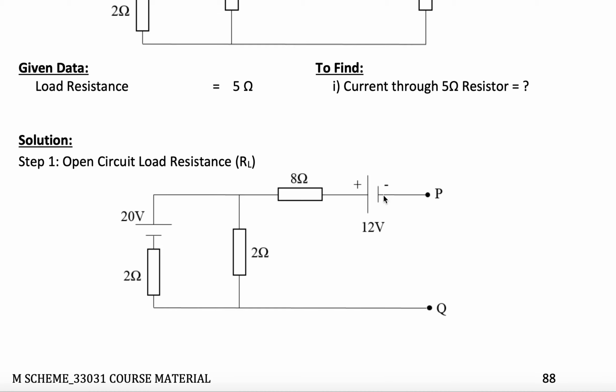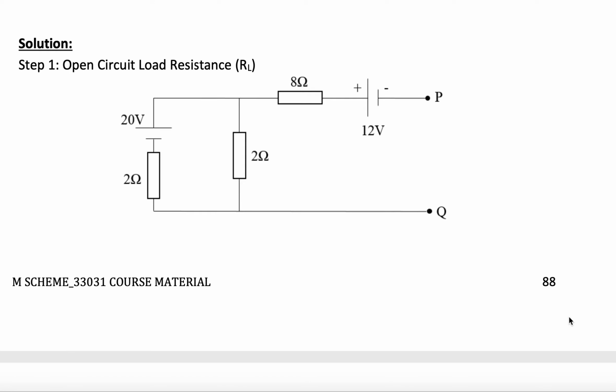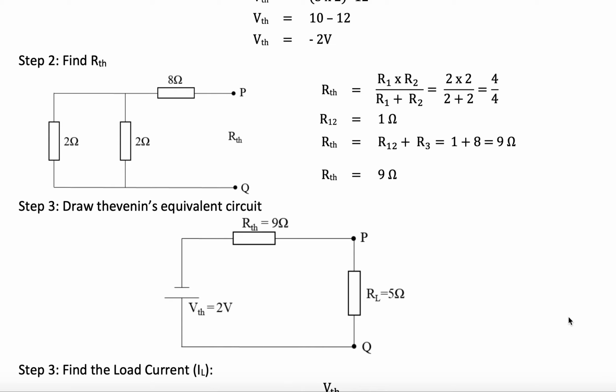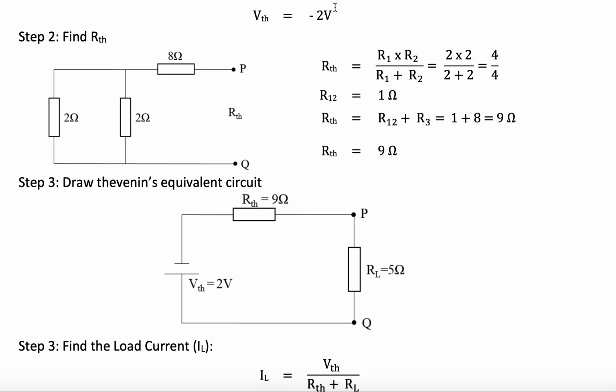Since there is a battery here, you should include this voltage also. That is the reason why there is a difference between this and this. When there is no battery, yes, this voltage is nothing but this voltage. Okay, that was a mistake. So VTH is minus 2.